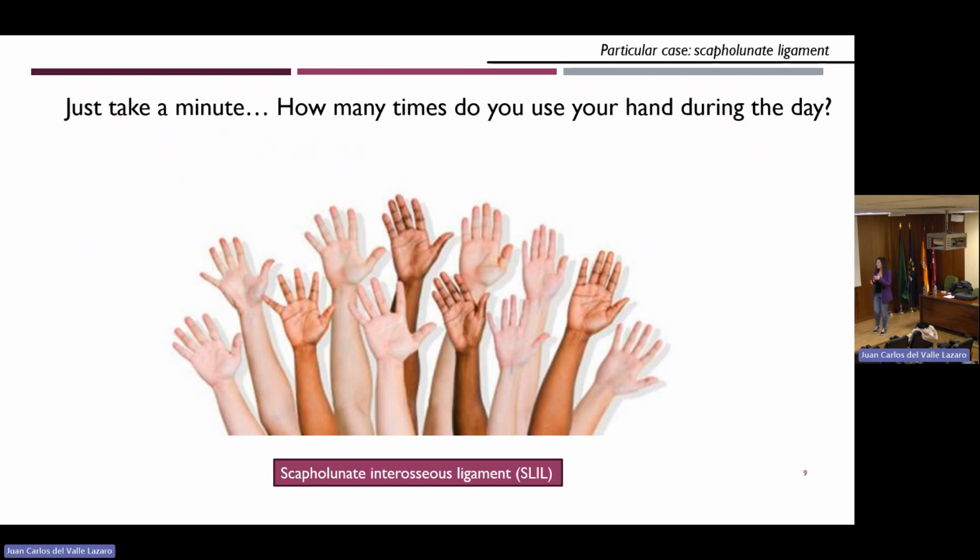Now, before I explain the project and everything I've done till now, just take a minute to think how many times you use your hand during the day. We use it all the time. I'm using it all the time to express myself while talking. And imagine that something happened and you cannot move your hand anymore. Well, you're not going to die out of that, but your life is going to be really worse. This happens when you have an injury in the scapulae interosseous ligament. I'm going to speak about it a bit more right now.